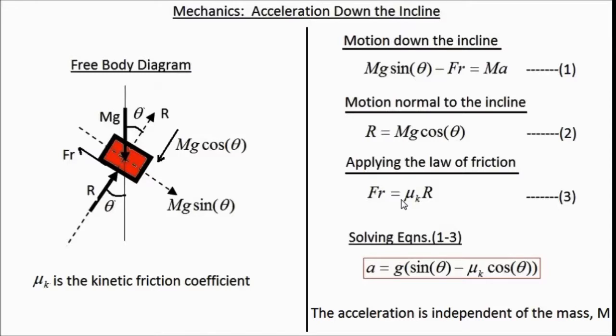And the angle theta is larger than the angle of friction. All of that is taken from the law of friction. So Fr equals mu k times r. So equations 1, 2, and 3 may be solved. First by putting equation 3 into equation 1, using equation 2, and solving for r, we get a as g times sin theta minus mu k cos theta. So interestingly, this acceleration is independent of the mass m.